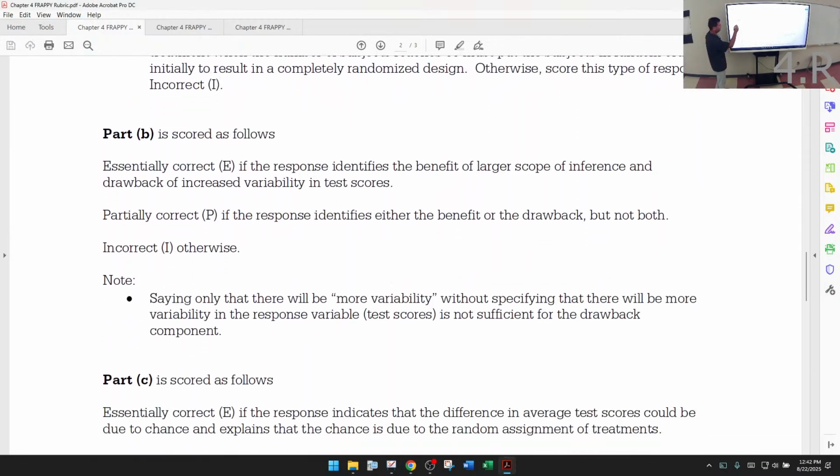Okay, here's part B. The response identifies a benefit of larger scope of inference, basically some type of larger drawing to the population, and a drawback of increased variability in the test scores. Too much range, too much to tell the difference, something to that effect. A P if you only identified one of the two, and an E otherwise. Note, saying only there will be more variability without specifying that there will be more variability in the response is not sufficient. You can't just say there's more variability. More variability in the response.